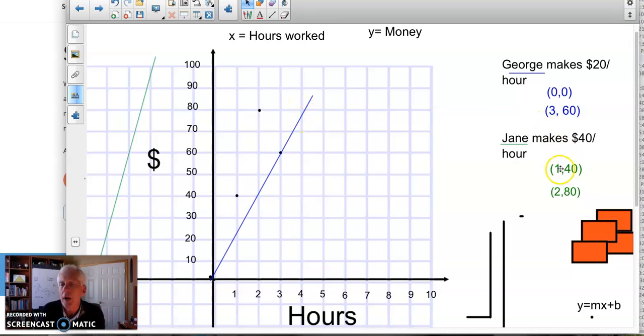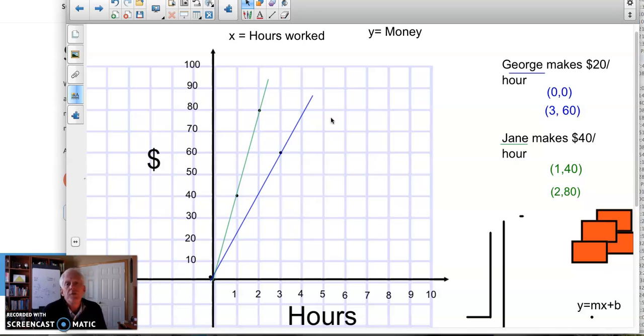Jane, on the other hand, works for 1 hour, it's $40. I put her point right there. I meant 1 hour for $40. If Jane works for 2 hours, she has $80. She's the green line, so we put Jane's green line right there. And there's the graph of Jane, which represents how much money Jane makes depending upon the amount of hours she works. So now we can start talking about slope with a little bit more meaning than just random lines.